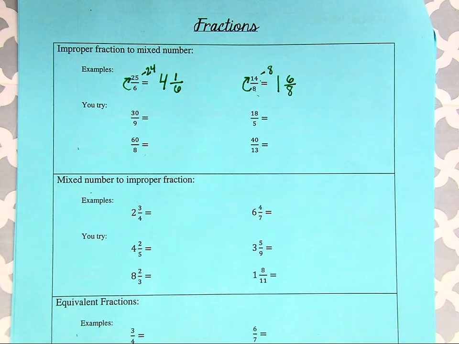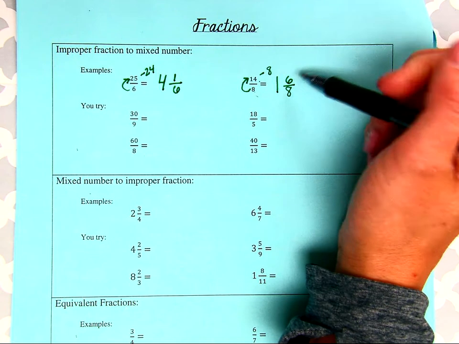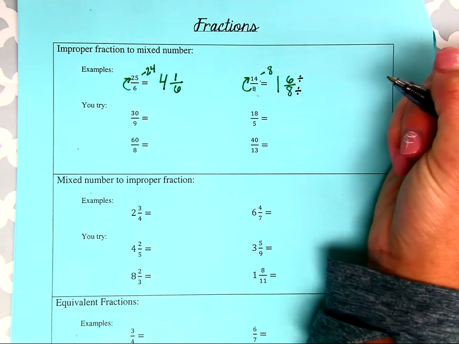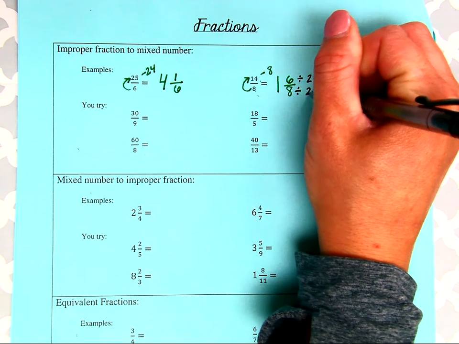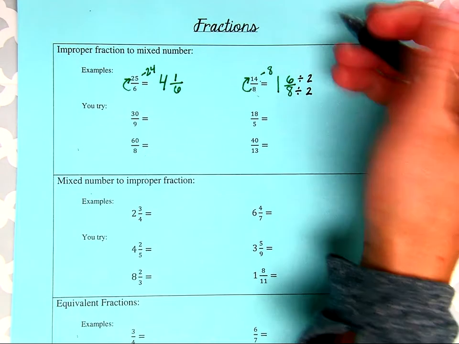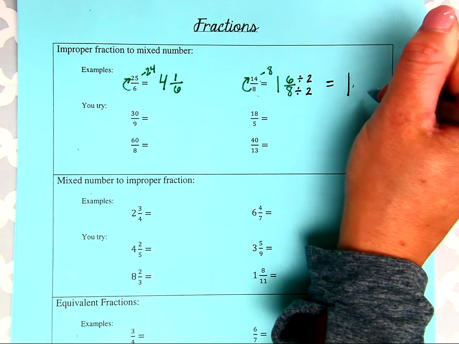Okay, so now I have a mixed number, but one thing you also have to pay attention to is, is it the simplest mixed number? And in this case, it is not. We can simplify or reduce this 6/8. So in order to do that, we're thinking, what can I divide 6 and 8 by? I think about 2. I know I can divide 6 by 2. I know I can divide 8 by 2. So my whole number carries over, and I'm simplifying the fraction part.